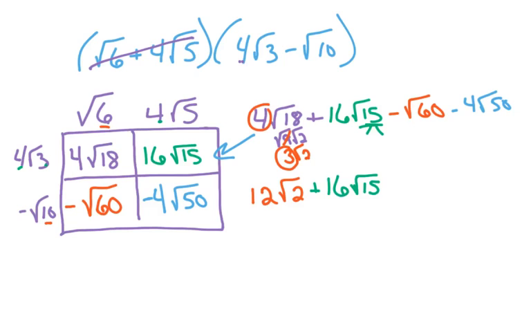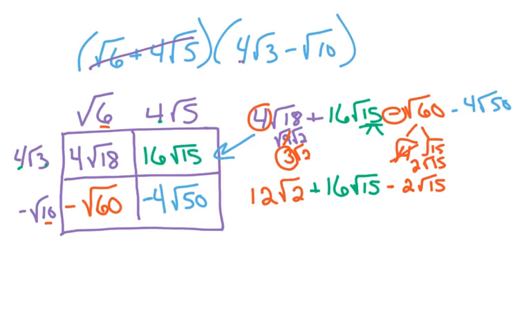Looking at 60, and I haven't worked this one out, so give me a second. All right, so 60 will break down to 4 and 15. So radical 4, radical 15. The square root of 4 is 2. So I've got 2 radical 15. Now remember to bring your sign down. So this is a minus 2 radical 15.